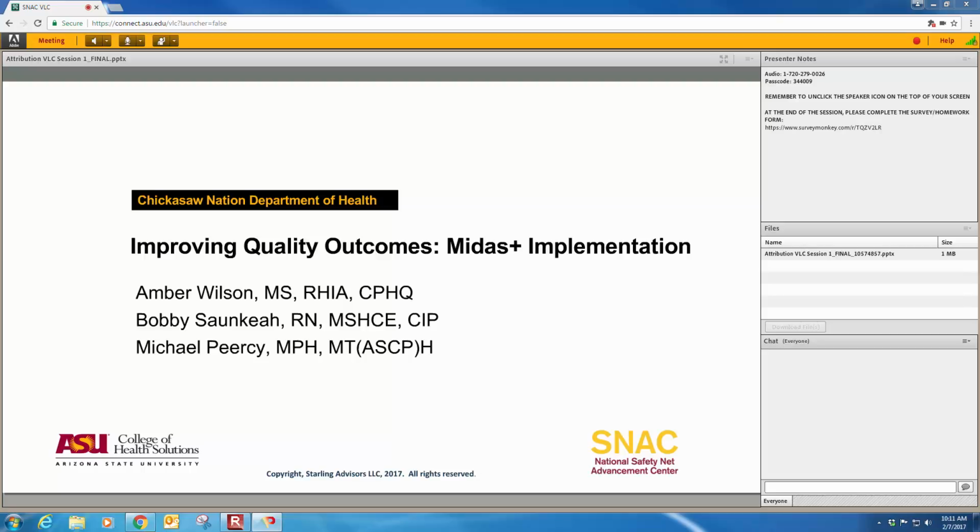So I'm the only one on the call this morning as well, but our project was we implemented a software known as MIDAS to help us improve quality outcomes and assist us with patient acuity empanelment. Next slide, please. The next few slides are actually just pictures of our organization and our tribal health boundaries.